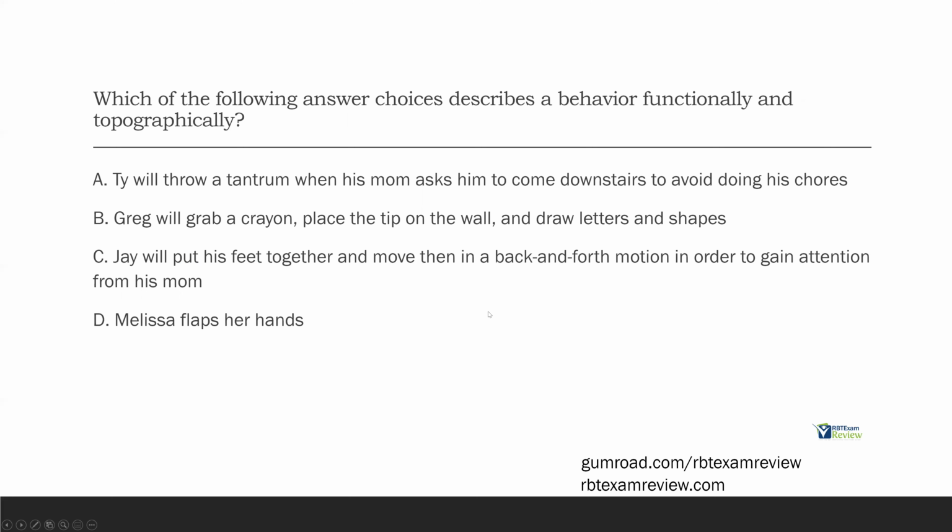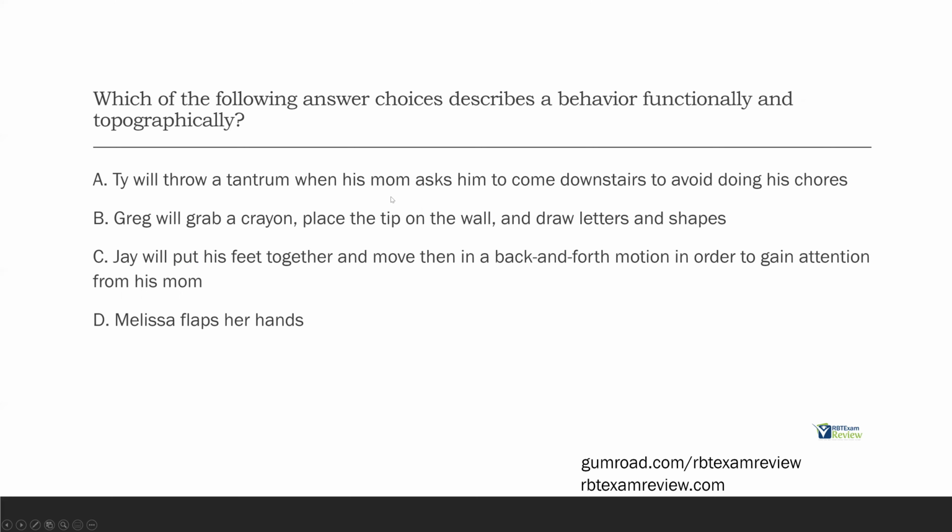Now you can expand even further and add quickly, slowly. Sure, right? We can always get deeper topographically, but putting feet together, moving them back and forth motion is a better topographical description than just tantrum. And then D, Melissa flaps her hands. Doesn't really tell us much at all. D is not a good way to describe behavior.